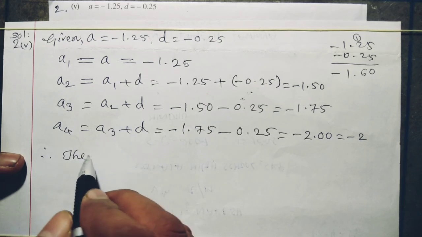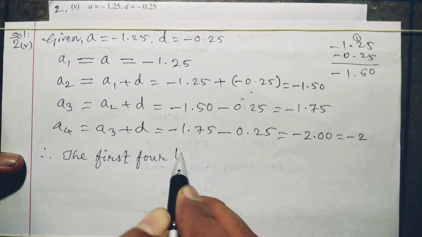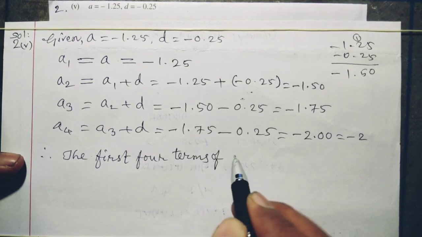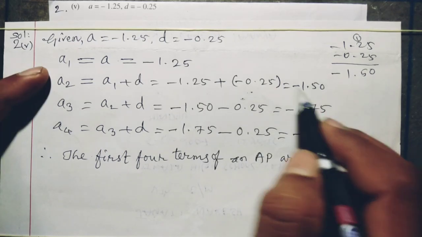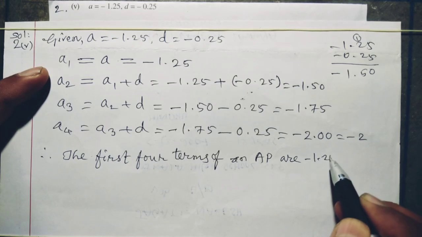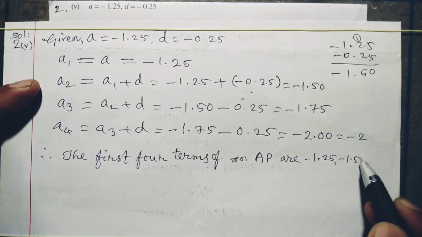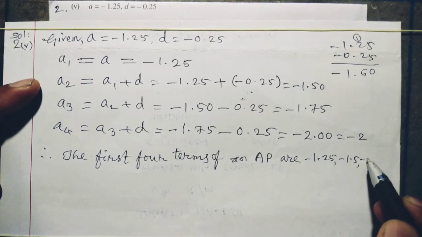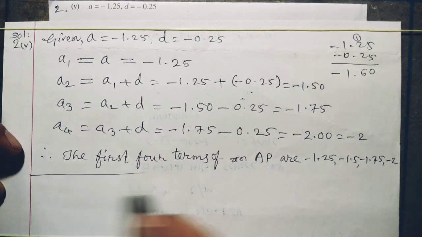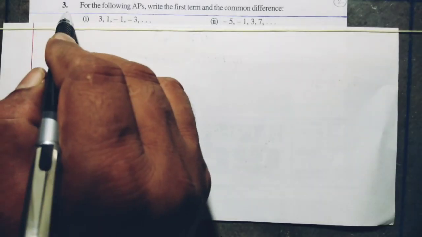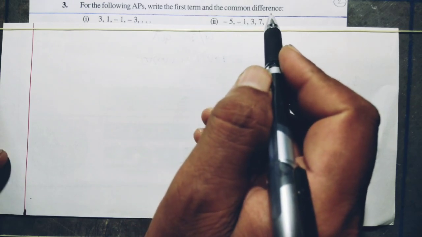Therefore, the first four terms of an AP are: first term minus 1.25, minus 1.50, minus 1.75, minus 2. Third bit: for the following APs, write the first term and the common difference.